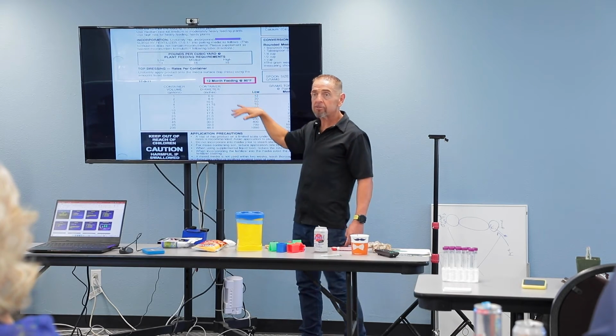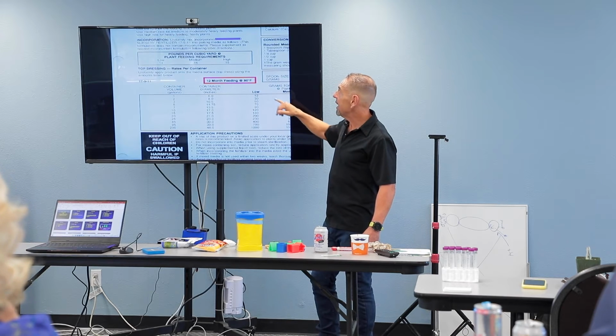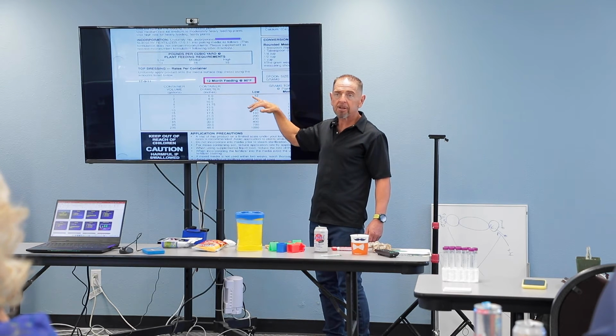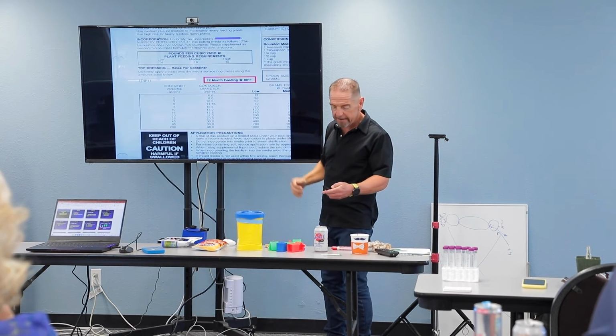So usually the labels are pretty complete on these products and what they have. And this number will vary. Some of the products are as low as 72, and then some other products are as high as 86. So you have to be aware of that.